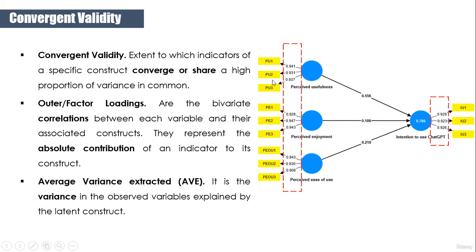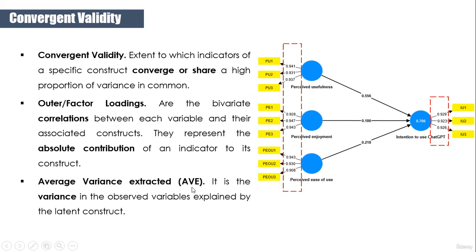Convergent validity can be determined by using factor loading, which is also called outer loading. Outer loading is the correlation, the red marked portion here. Say for example, the factor loading is 0.941, which is a good amount. It is the correlation, meaning a high correlation exists between this latent variable and the items, between each variable and their associated construct. They represent the absolute contribution of a particular indicator to this construct.